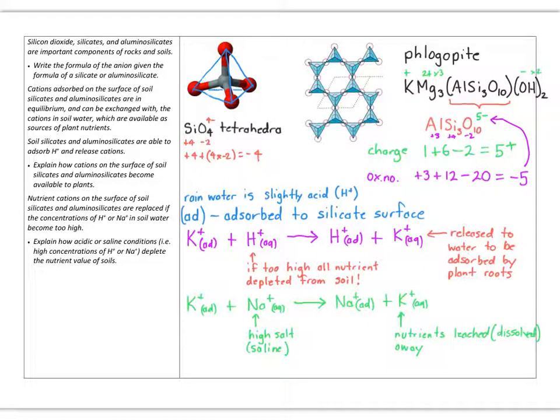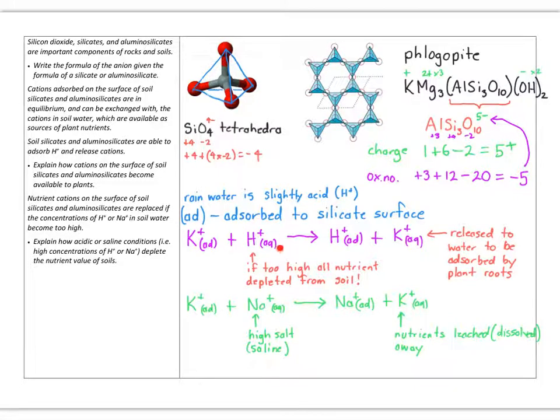Just in terms of terminology, we're going to use this thing here in brackets, (ad), for something that is adsorbed to the silicate surface. You're familiar with solid, liquid, gas, and then aqueous for something that's dissolved in water. Well, (ad) in this case means adsorbed to the silicate surface. So if we have something like potassium, which can attach itself to silicates, like this one up here, when that attaches itself, that potassium is potentially a valuable plant nutrient.